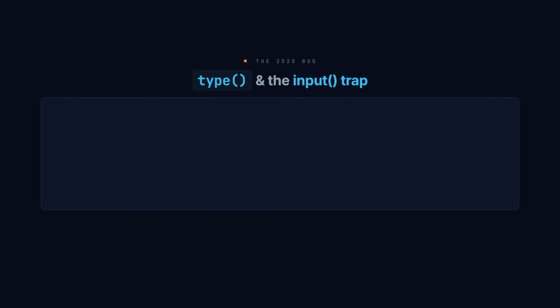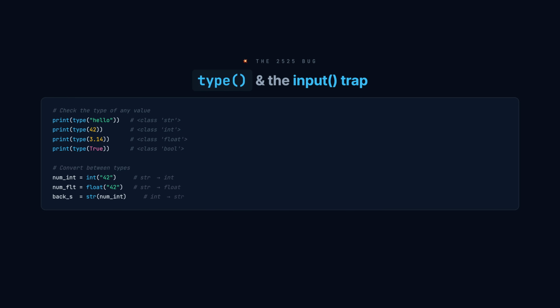Two tools before we build: the type function and the input trap. The type function tells you what type any value is. type("hello") returns the text <class 'str'>. That output looks intimidating. Class str, but all it means is the type is str. Do the same for 42, you get int. For 3.14, float. For True, bool. When something in your code is not doing what you expect, the first debugging move is always the same. Call type on the suspicious value.